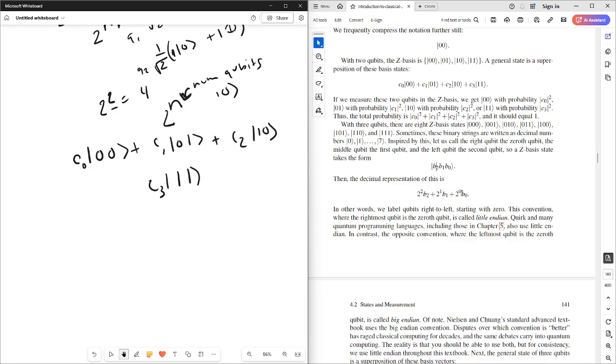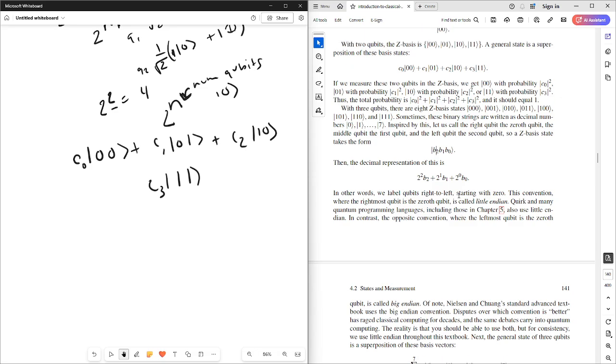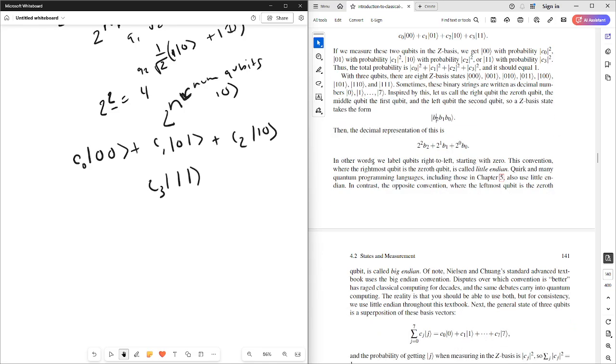This decimal representation, the binary string, is not something I'm going to worry about going over. All we need to know from this part is the little endian. Essentially, when we're writing basis states, the first qubit is going to be on the right.